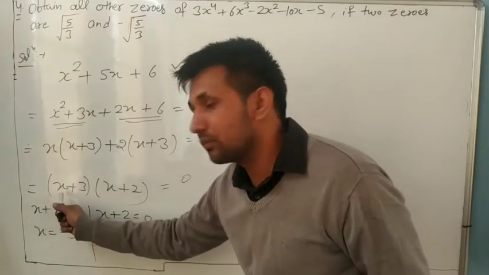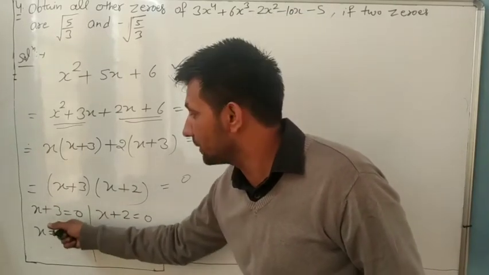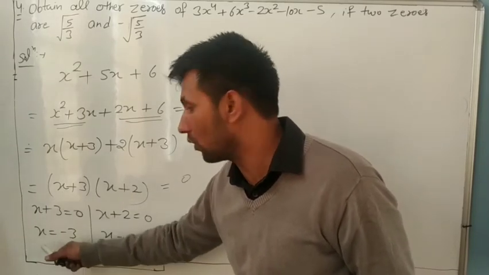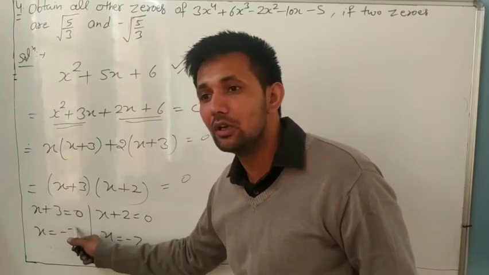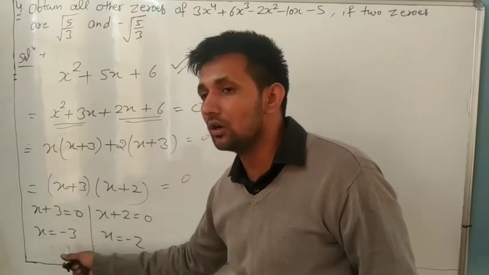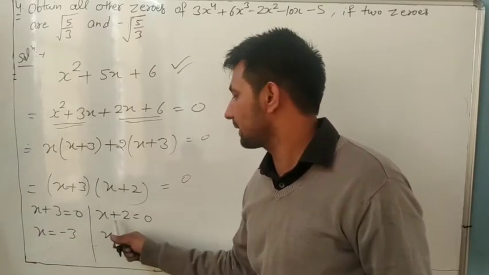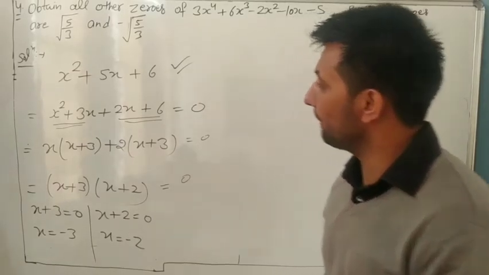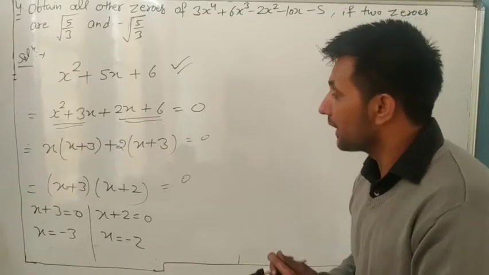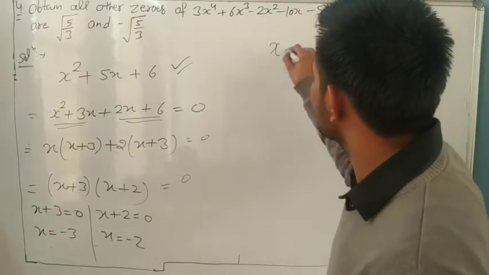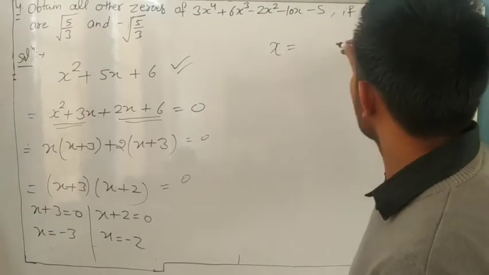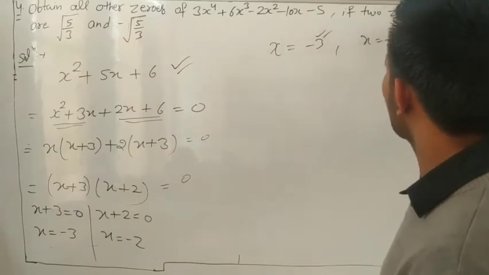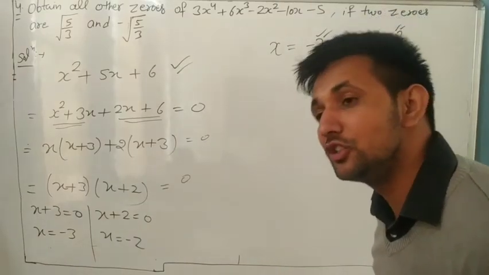It means the multiplication of two numbers is 0, so either the first number is 0 or the second number is 0. If the first is 0, x plus 3 equals 0, so x equals minus 3. x plus 2 equals 0 means x equals minus 2. Look at this, it is important. What are the zeros of this quadratic? Minus 3 and minus 2 are the zeros.